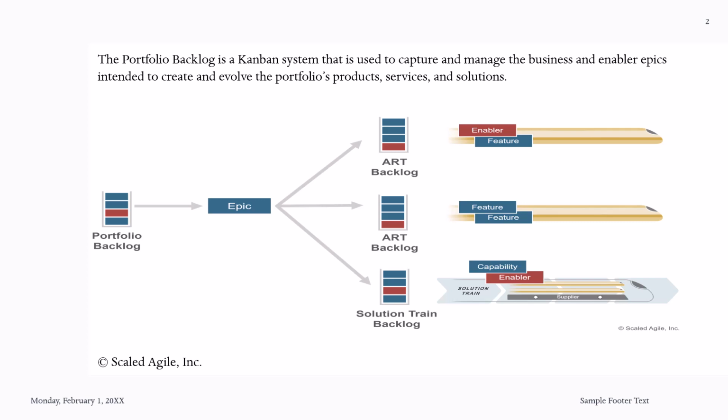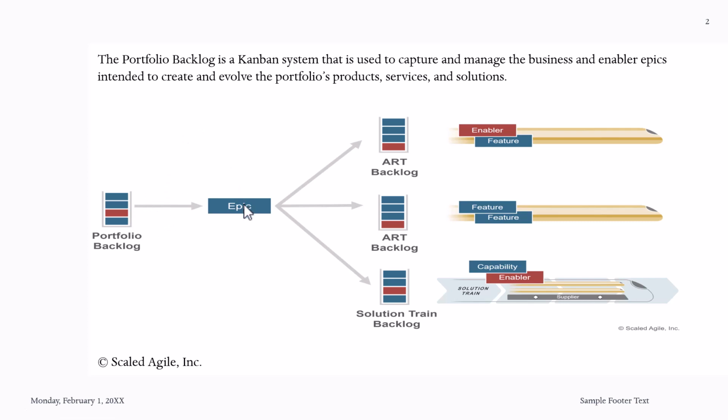So the portfolio backlog is a system that you use to capture and manage business and enabler epics. As you can see here, the portfolio backlog is like a placeholder where we manage epics, before the epics get shipped or introduced to agile release trains, or maybe development teams. We call them value creation teams. Those epics have to be managed through a portfolio backlog.